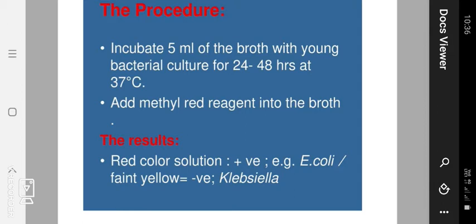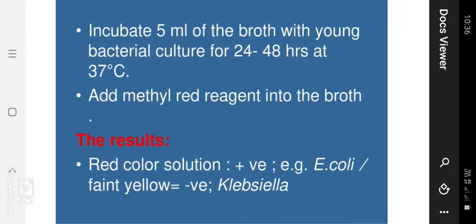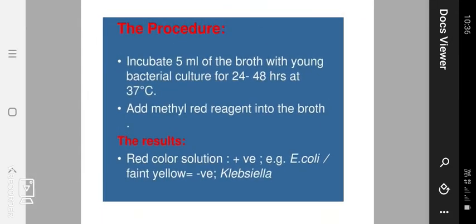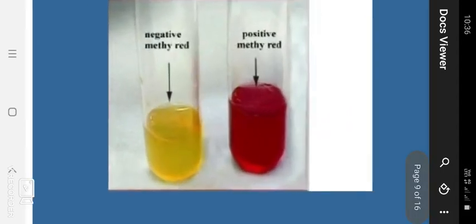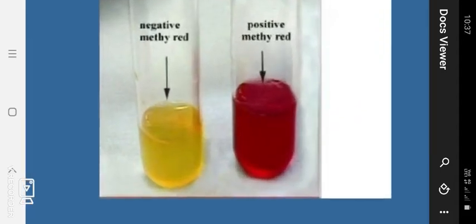Add methyl red reagent into the broth. For the final result, a red color is positive, meaning E. coli is present. Faint yellow is negative, and the bacteria name is Klebsiella. This is the methyl red test. Negative is a yellowish color, positive is red color.